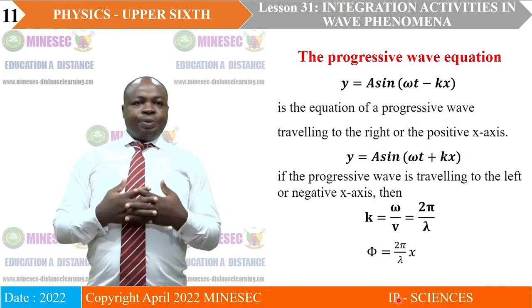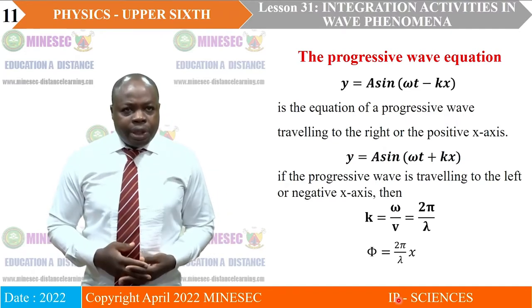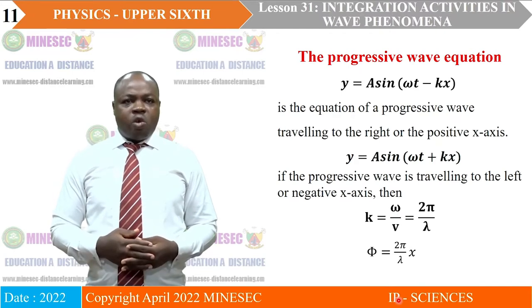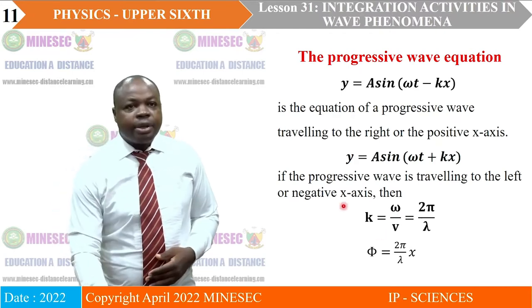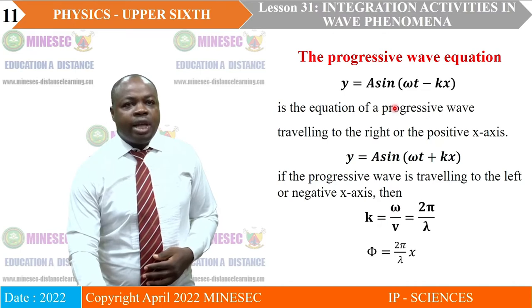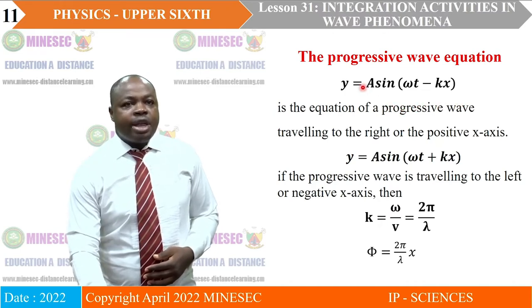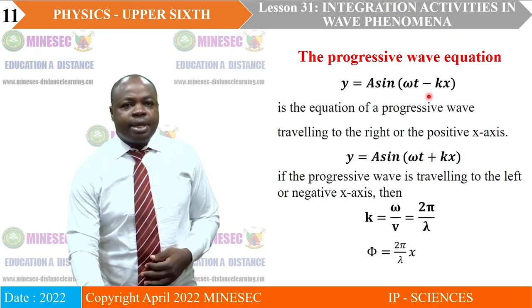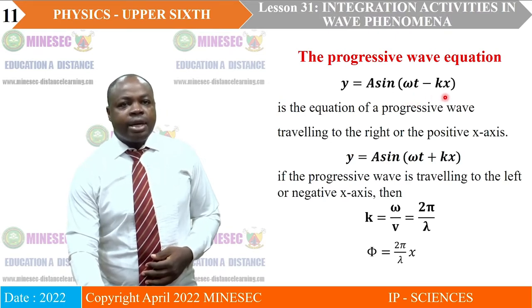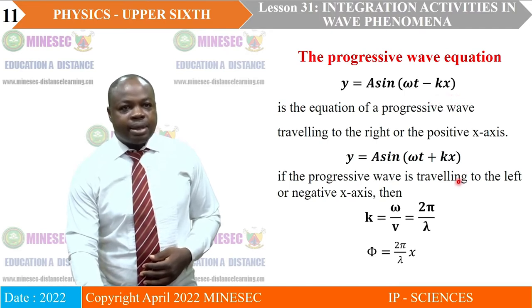Now, we saw the progressive wave equation, and it is given by y equal to a sin(ωt − kx). y here is the displacement, a the amplitude, ω the angular frequency, t the time taken, k is the angular wave number, and x the distance.